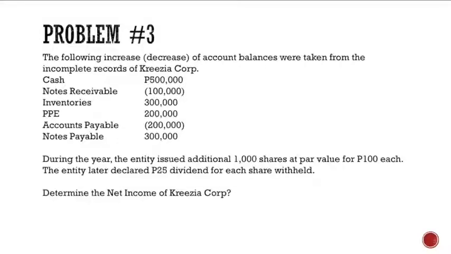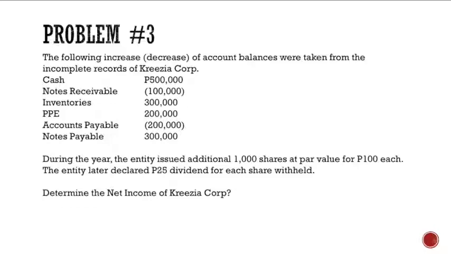Then we have problem number 3. The following increases or decreases of account balances were taken from the incomplete records of Cresia Corporation. You have accounts with corresponding increases and decreases evidenced by positive and negative signs. During the year, the entity issued additional 1,000 shares at par value for 100 pesos each. The entity later declared a 25 dividend for each share withheld.